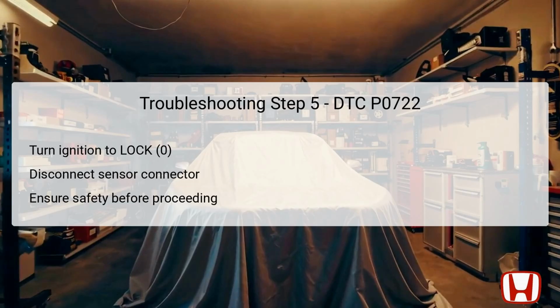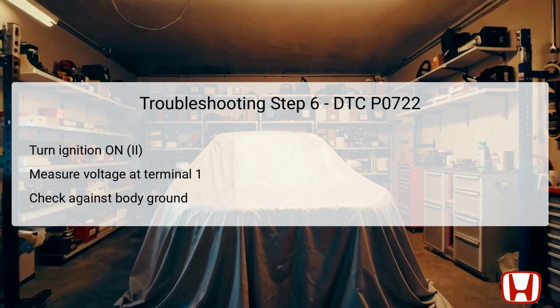It's essential to prioritize safety throughout the process by ensuring that the ignition is off before any connectors are handled. Taking these precautions helps to avoid shorts or unintended system activation. Once the sensor is disconnected, you are ready for the next testing steps to determine the voltage levels and diagnose any potential issues further. After disconnecting the speed sensor connector, turn the ignition switch back to the on position.